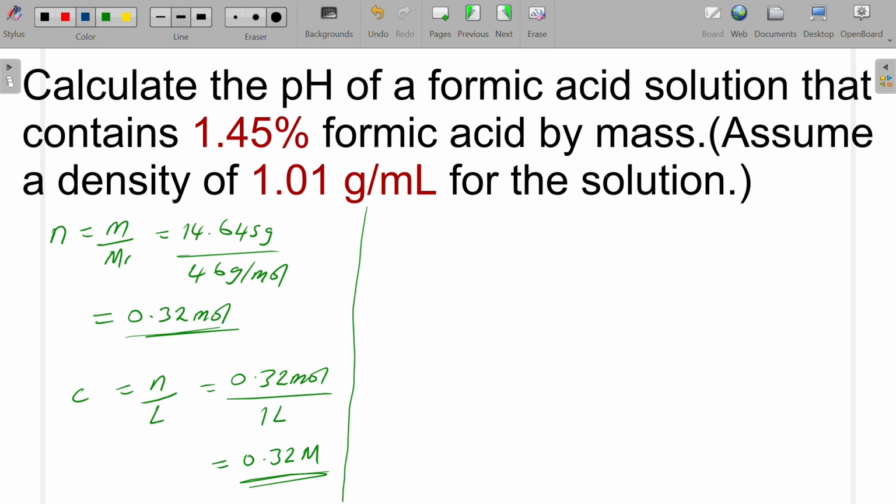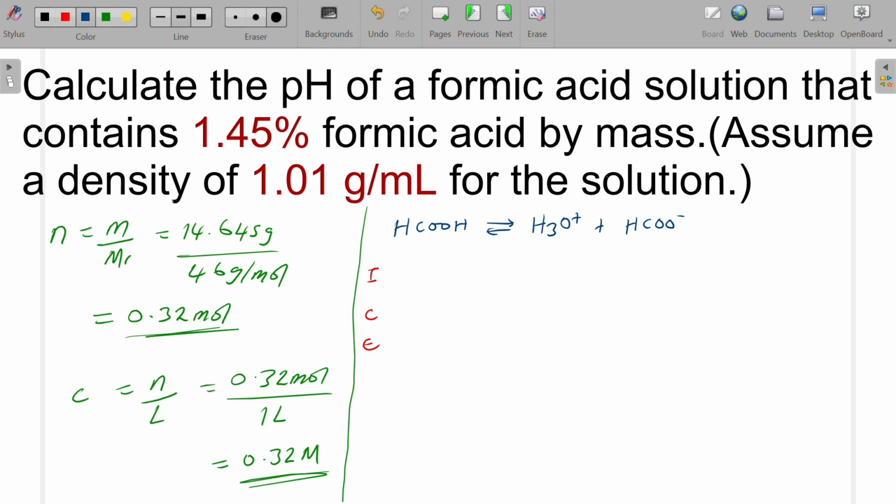After doing that, we're going to write the dissociation equation for formic acid. So formic acid, when you put it in water, what we are producing on the other side is the hydronium ions, H3O plus, added to what remains, which will be HCOO minus, the conjugate base for this acid. After doing that, we're going to write our ICE table.